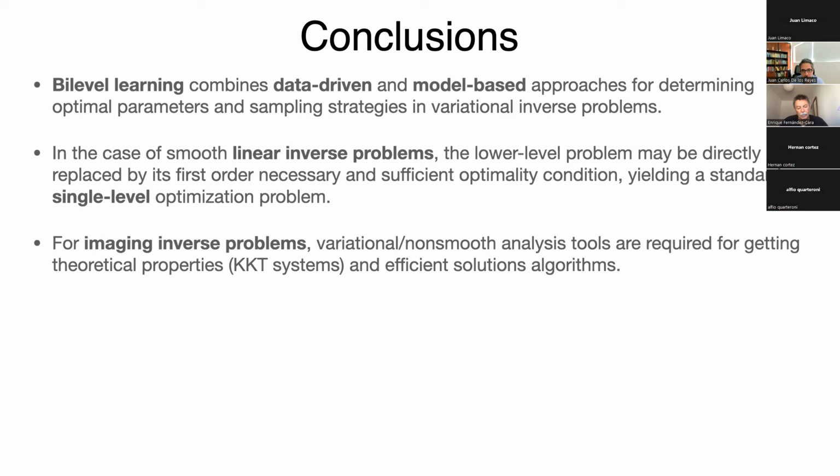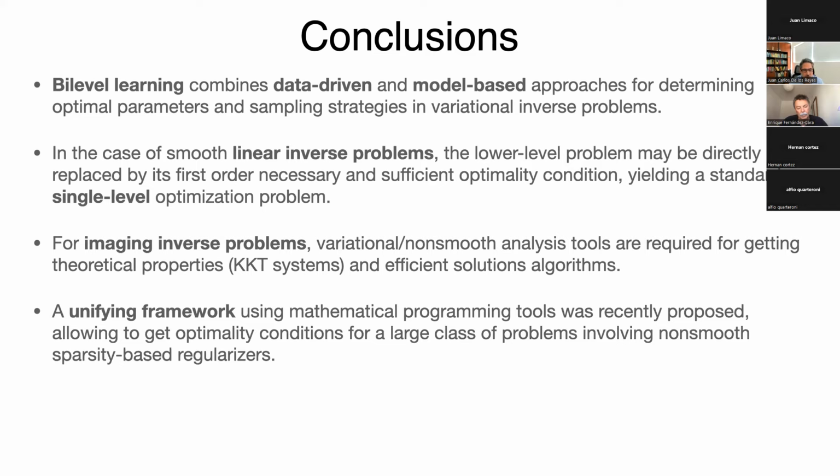Now, for imaging problems, different types of tools have to be employed. The first ones are variational analysis and non-smooth analysis, to get some sort of KKT systems or efficient solution algorithms. And what I presented here is a unifying framework: by lifting the primal-dual system, it leads to a mathematical program with complementarity constraints that can be analyzed, and some optimality conditions can be obtained in that case for characterizing the optimal values.